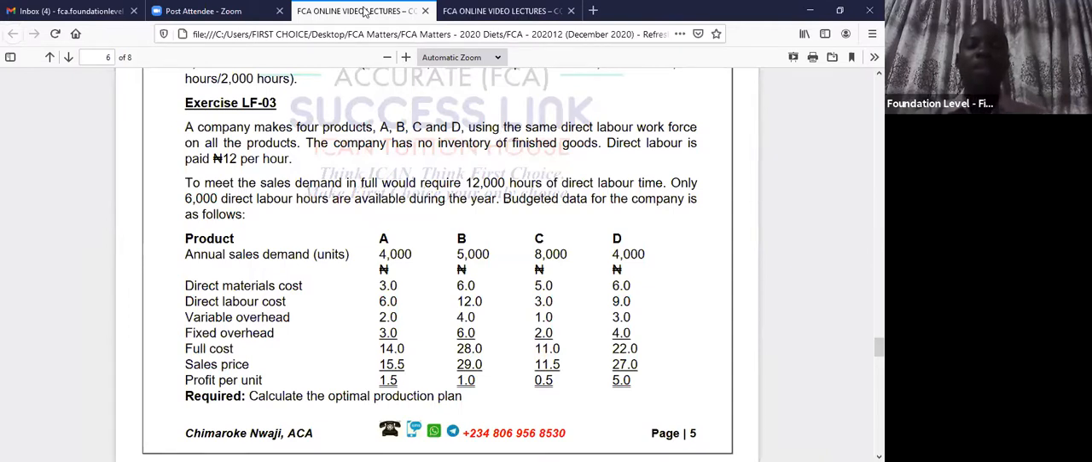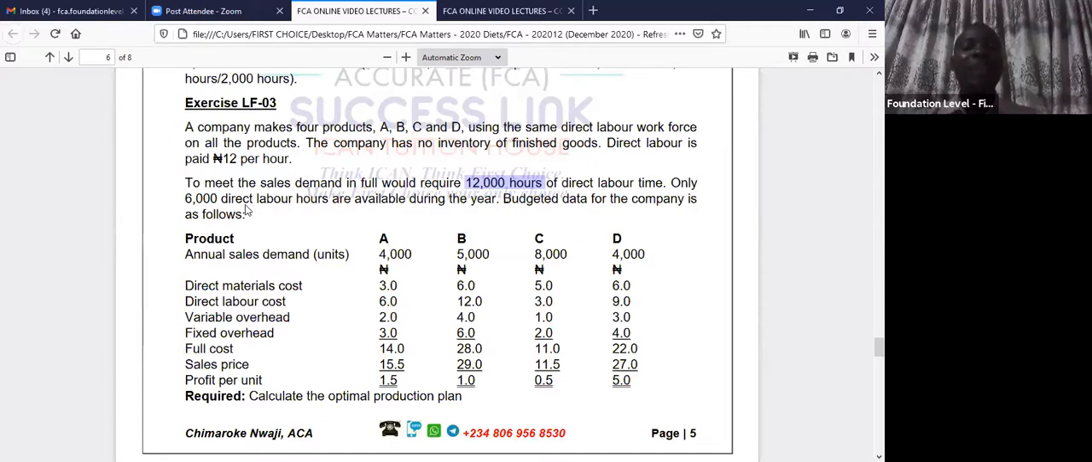Direct labor is paid 12 naira per hour. So this is how much you pay for 1 hour. To meet the sales demand in full, look at the annual sales demand here. We have 4,000, 5,000, 8,000, and 4,000. They said to meet the sales demand in full would require 12,000 hours of direct labor time. They told you that if you want to meet all this demand, you need 12,000 hours of labor time.